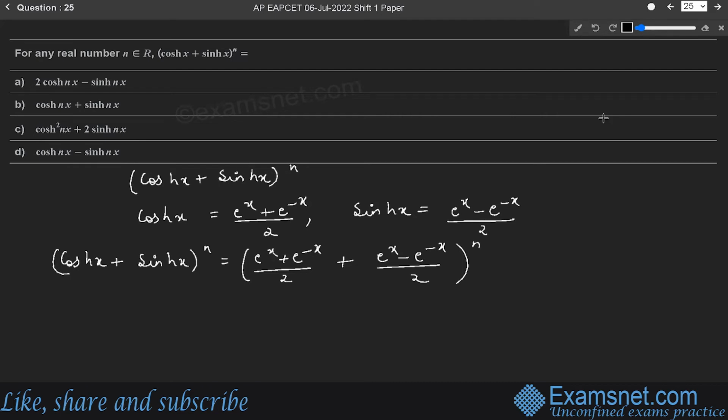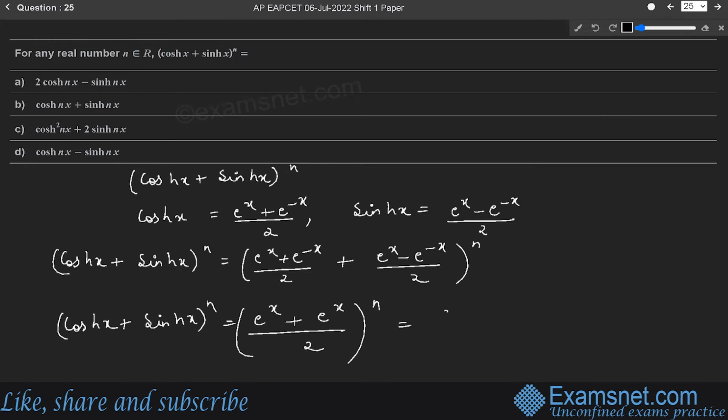So we can say that (cosh x plus sinh x) whole power n will be equal to ((e to the power x plus e to the power x) divided by 2, because both these terms will be cancelled, plus e to the power minus x minus e to the power minus x) whole power n, which will be equal to (2 e to the power x divided by 2) whole power n, which will be equal to (e to the power x) whole power n, or we can also write it as e to the power nx.